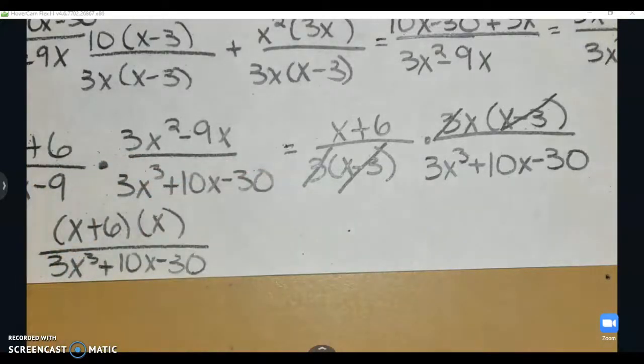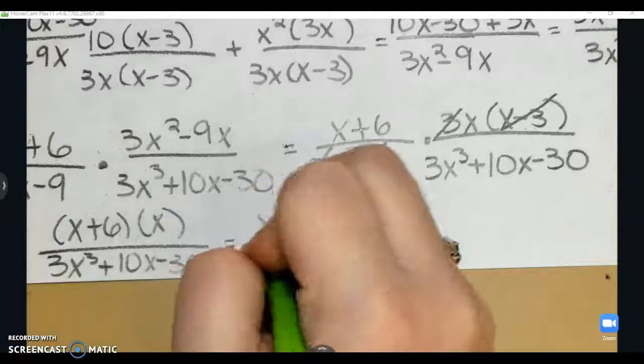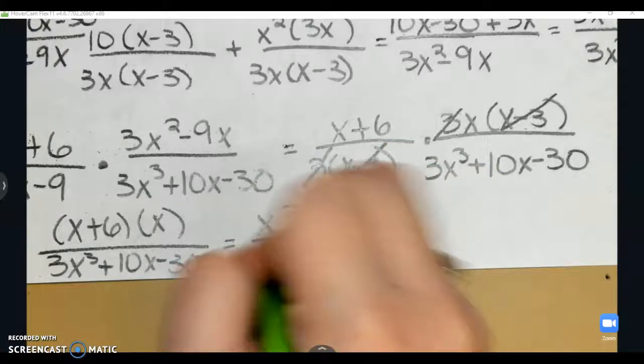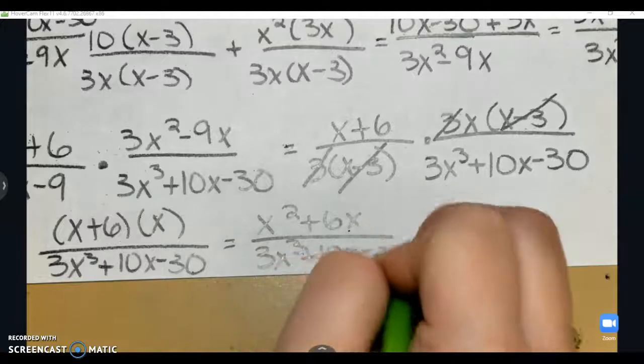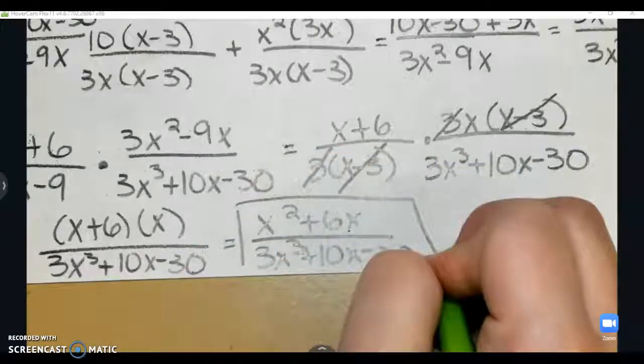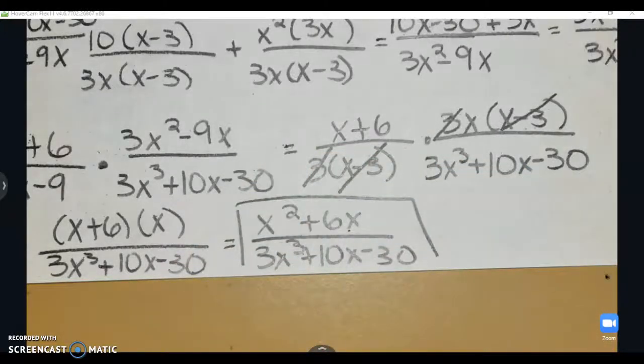So you could leave it like this, or you could go ahead and distribute that x in the top. Either of those is fine. And here is our final simplified complex fraction.